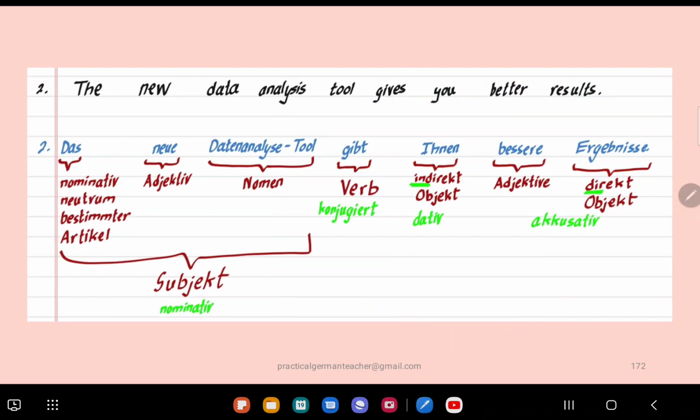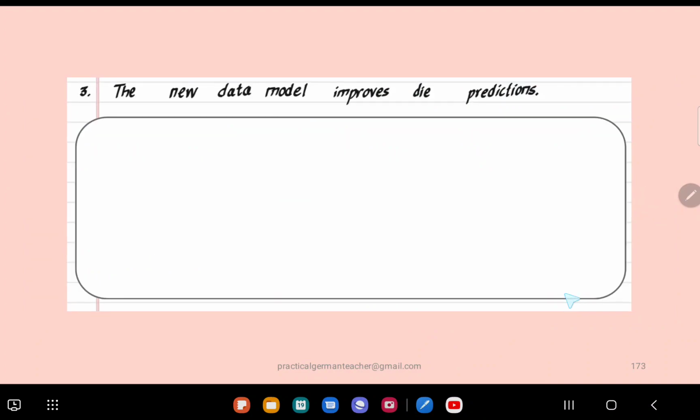Okay. Right, let's look at the next example. The new data model improves the predictions. Again, you can use something else over here. How do you say predictions? Vorhersagen. How do you say improves? Verbessern.